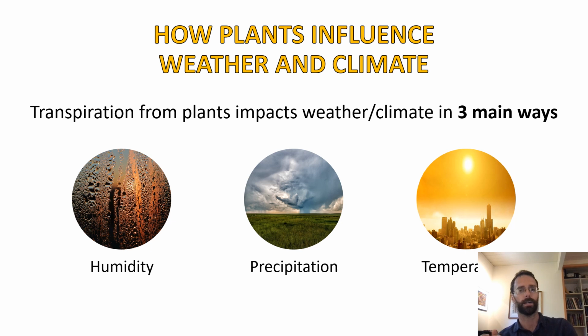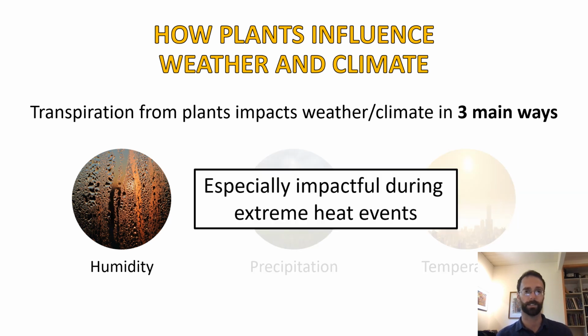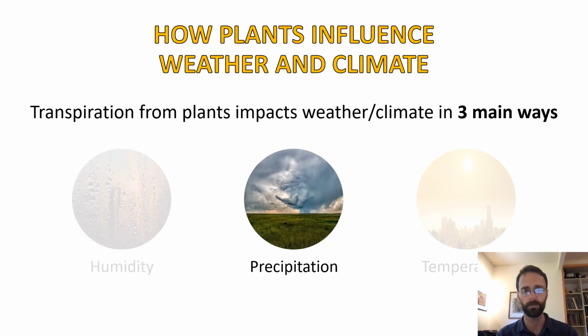So the three ways that plants shape our weather and climate through the hydrologic cycle are via changes in humidity, precipitation, and temperature. So we've just run through an example of vegetation's control on humidity, right? The Chicago heat wave event, right? This can be especially impactful during extreme heat events, where the water vapor from plants can raise that heat index value. Similarly, the transfer of water vapor to the atmosphere through plants can influence precipitation, right? And so I'll share some examples of that connection in the next few slides.